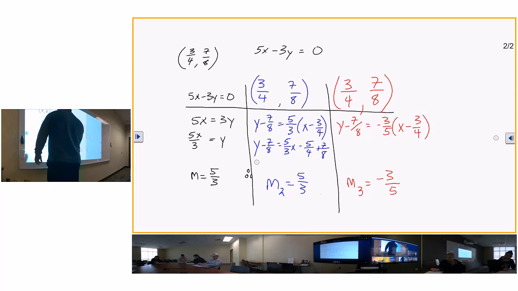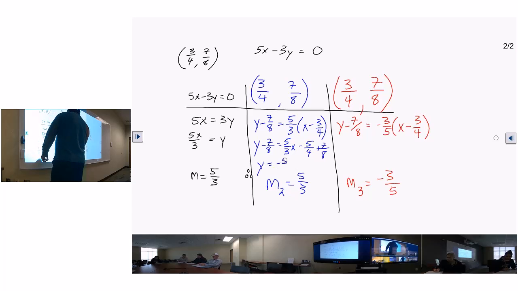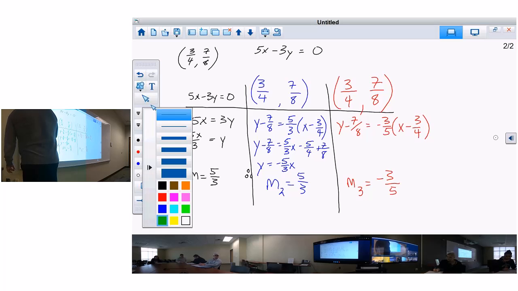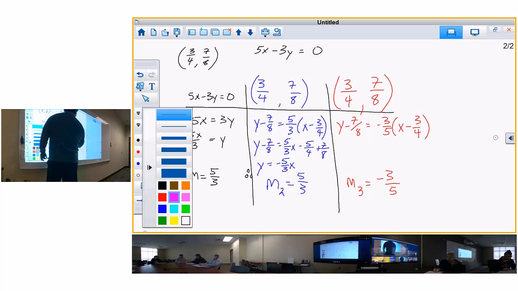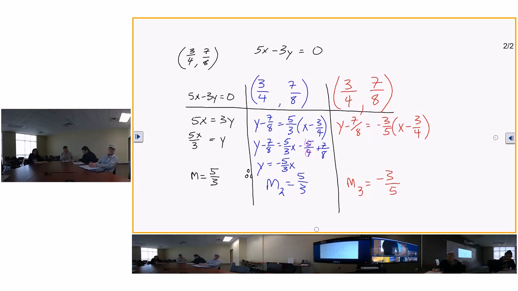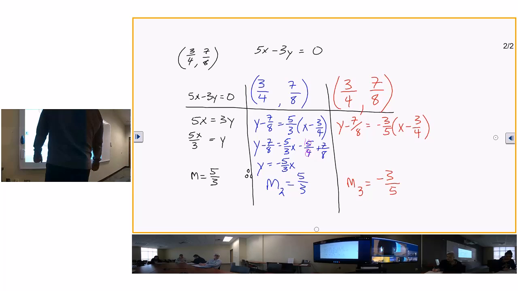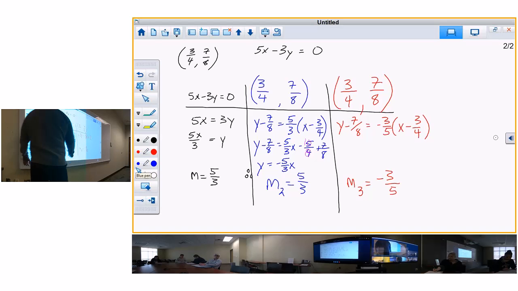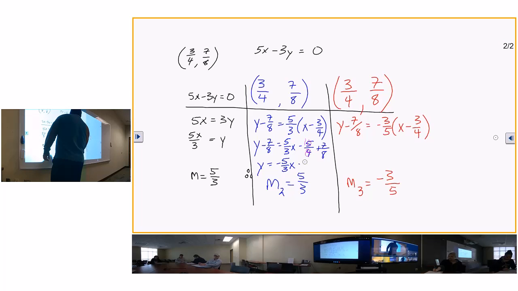So y is equal to negative 5/3 x. And I'm going to bring in another color, magenta, and we're going to change that by force into 10 what? 10 eighths. And what's negative 10 eighths plus 7 eighths? Negative 3 eighths.